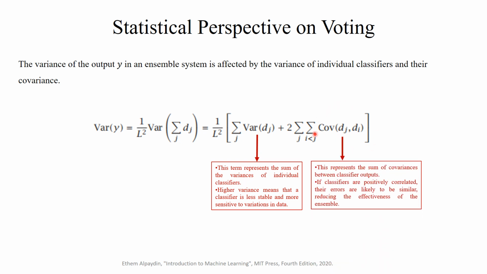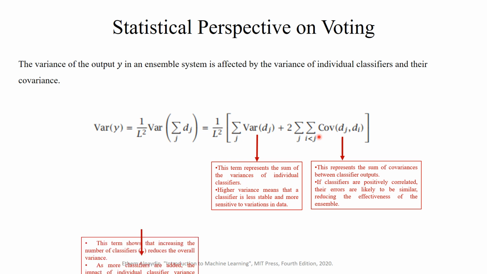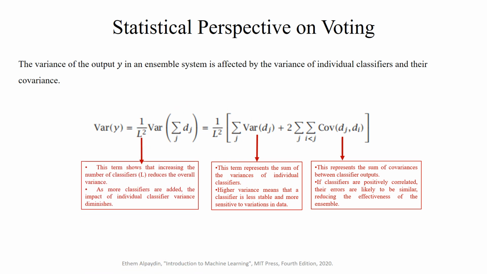And this term represents the sum of the covariances between the classifier outputs. So if classifiers are positively correlated, their errors are likely to be similar, reducing the effectiveness of the ensemble. At this term, this shows that increasing the number of classifiers reduces the overall variance. L represents the number of classifiers. That's going to reduce the overall variance. So when we are adding more classifiers, the impact of individual classifier variance will diminish.